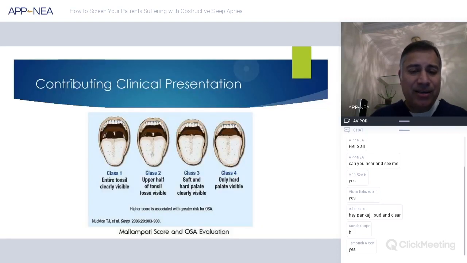Mallampati classification is a simple thing: you have a patient open wide and stick their tongue out, and can you see the airway? If you can't see the airway, that means they're probably going to be a real hard time intubating that person. And of course, if you can't see the airway, that tongue is going to be falling back, because Mallampati classification 4 is a really low draping soft palate, and the tongue will obstruct it much more easily than, let's say, class 1.